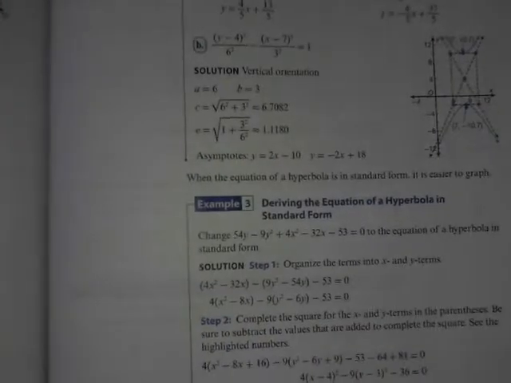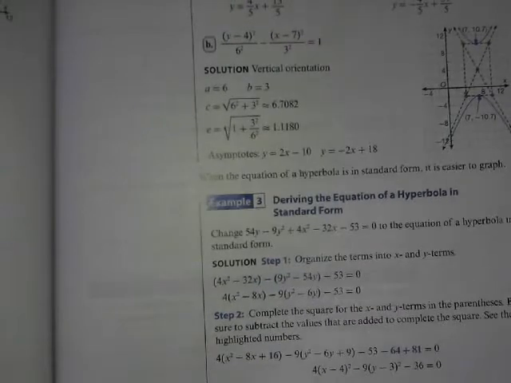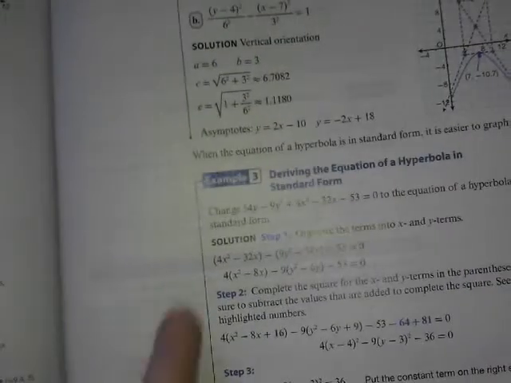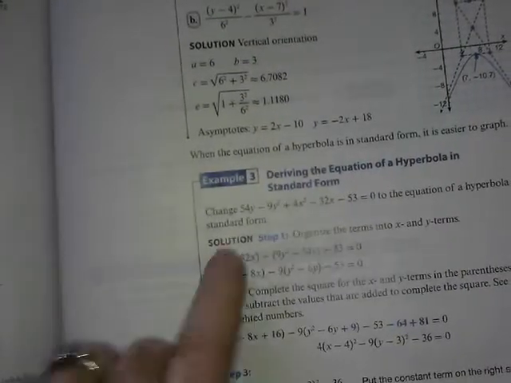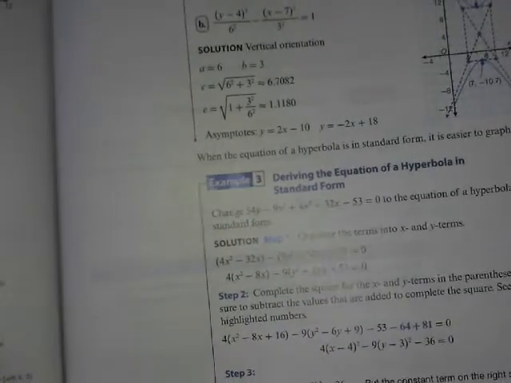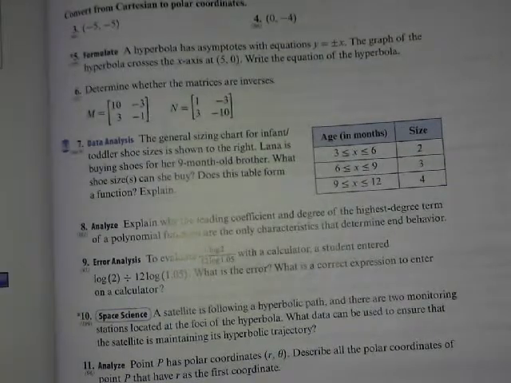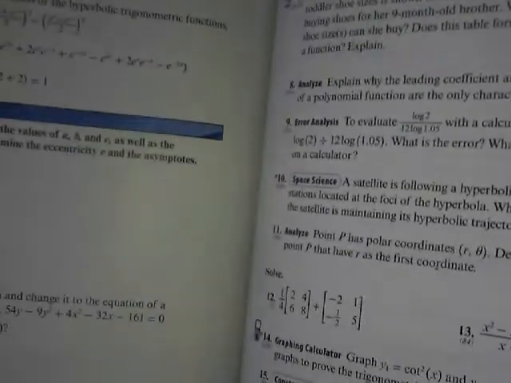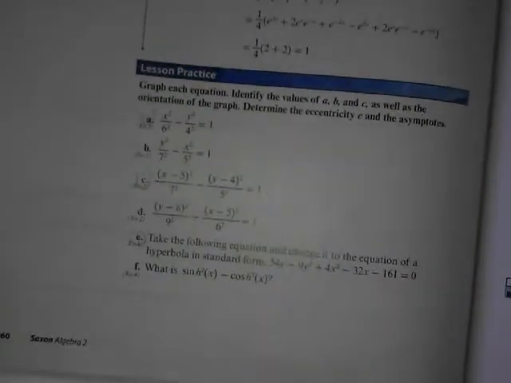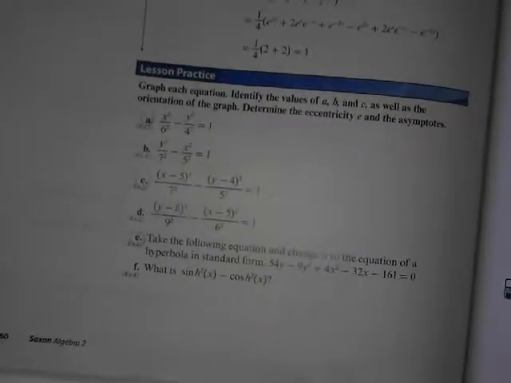Right here it's telling you that if they give you something in general form, you can get it back into standard form by completing the square. So I'm probably going to do problems A, C, and E in either 1 or 2 videos, depending on how long each one takes.